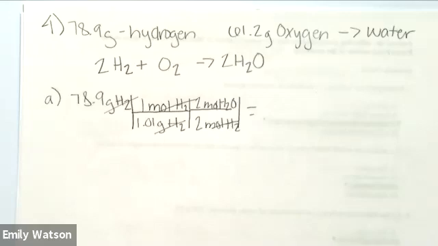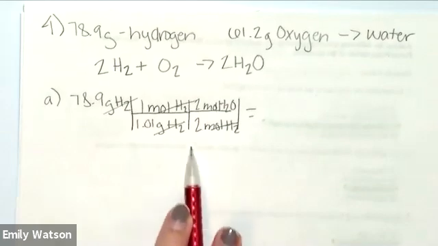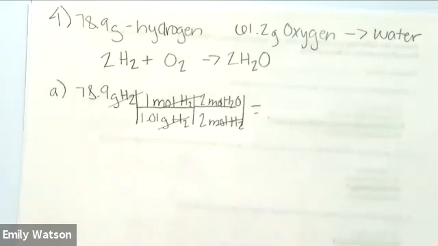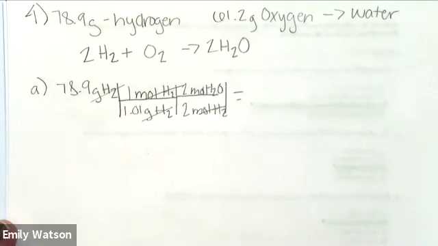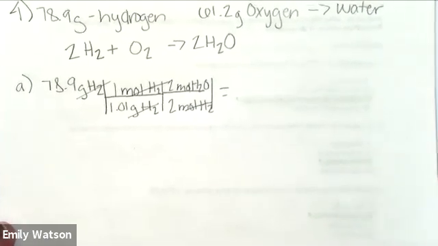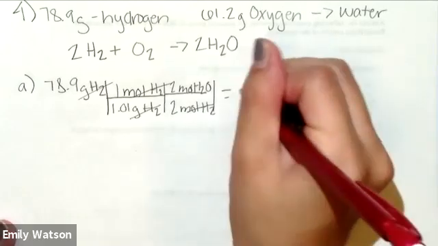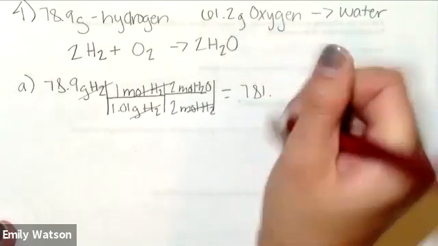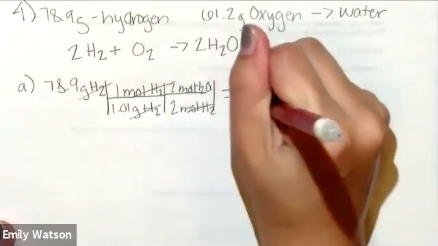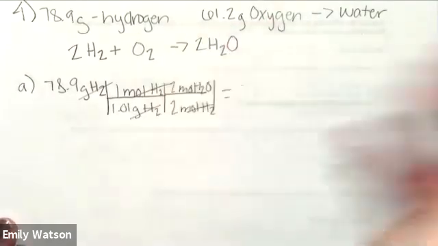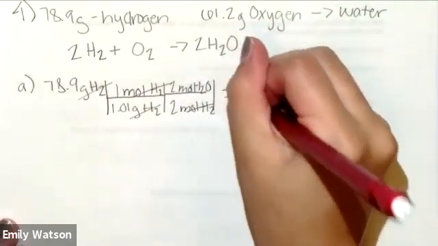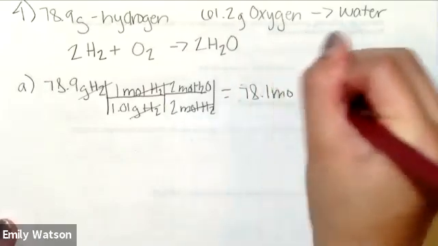So 78.9 times 2 divided by 2.02, coming from 1.01 times 2. You should get 78.1 moles H2O produced.